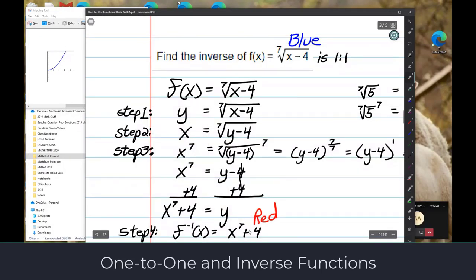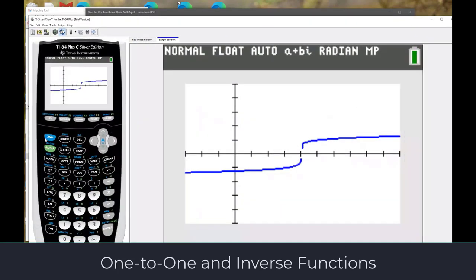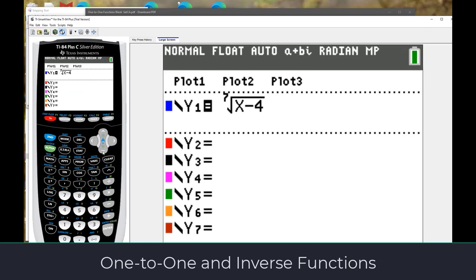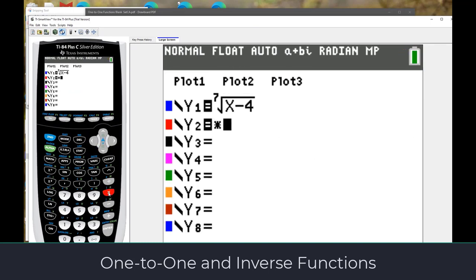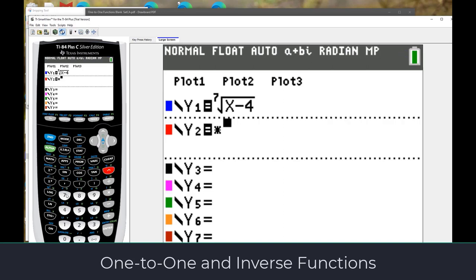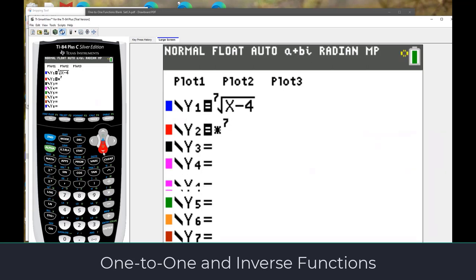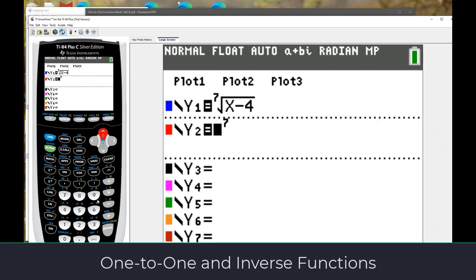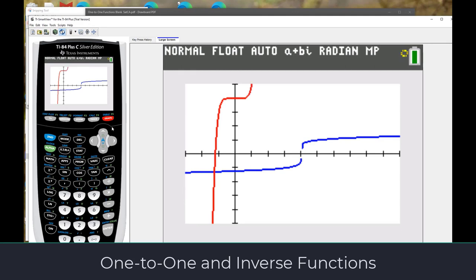x to the 7th plus 4. So x caret 7. No, that's not an x. This is an x. There now. Plus 4. We're going to graph that now in red. Okay, there are the two graphs. And notice they're kind of like a mirror image of each other.